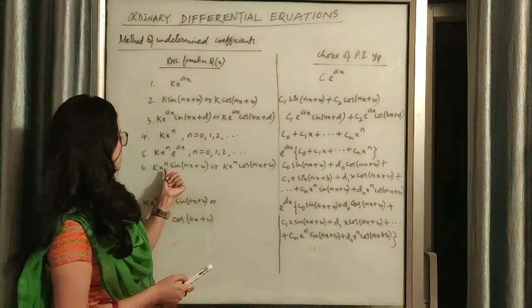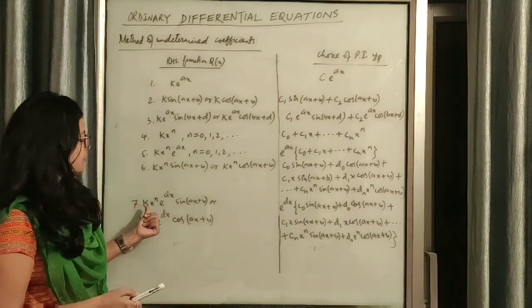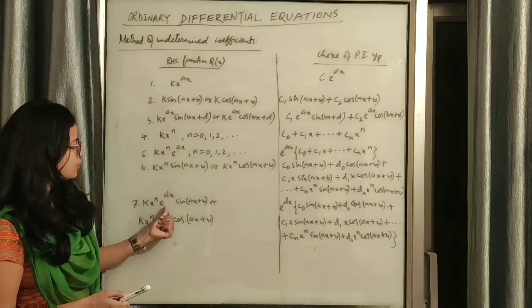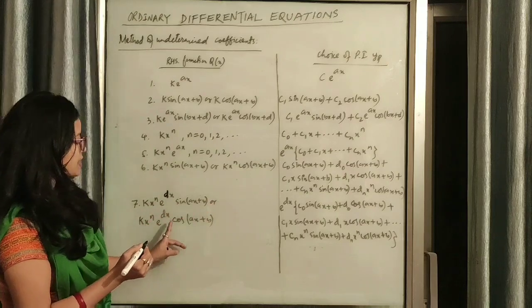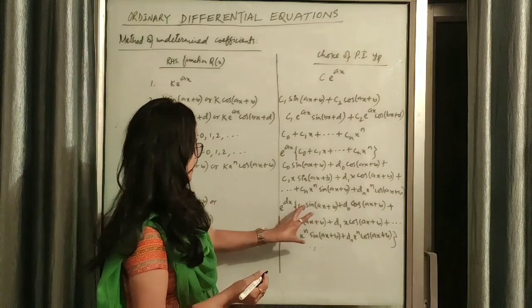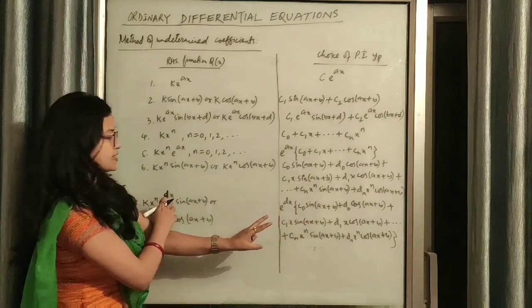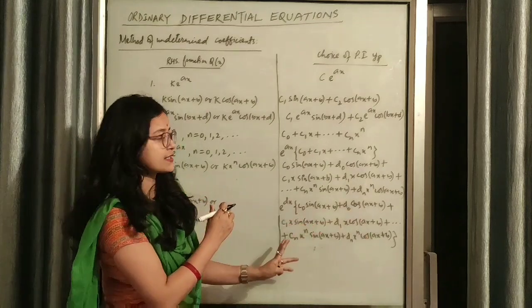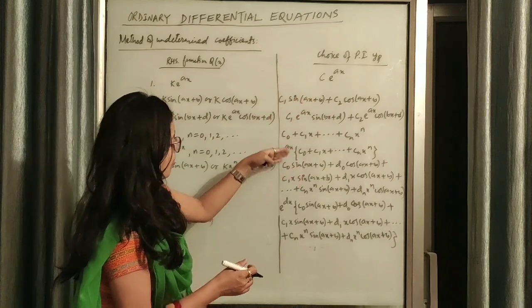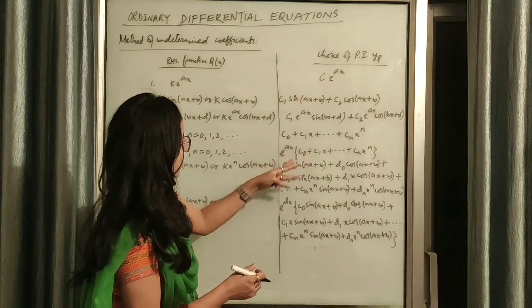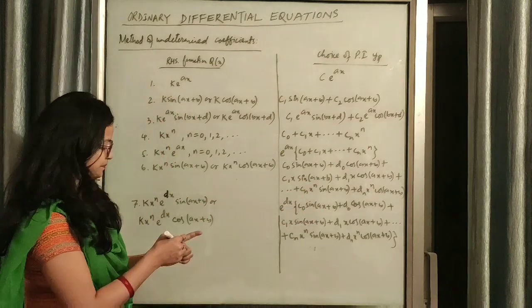As here we can see, the power function of nth degree is involved. Next, if the function is of the form k x to the power n e to the power dx sin(ax plus b) or k x to the power n e to the power dx cos(ax plus b), then the form is the same as number 6, with e to the power dx as the new term, so we will multiply by e to the power dx. Here all these c1, c2, c naught, and these coefficients a, b, c, d, are all constant coefficients.